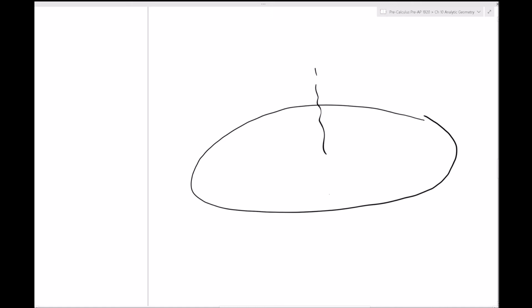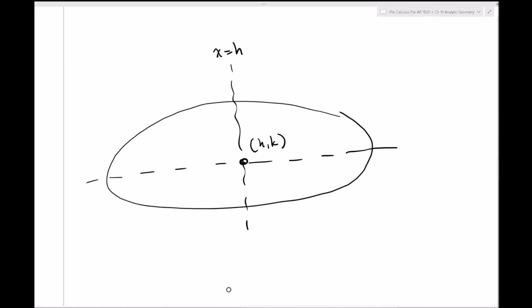So we have two axes, the minor and the major, and it doesn't matter what order you draw them in. The intersection point of the two is the center, and the center is now at (h, k). That makes the minor axis x equals h now instead of 0, and that makes the major axis y equals k. So we'll start off with that. The vertices are here and here. Remember, this is a distance of a this way.